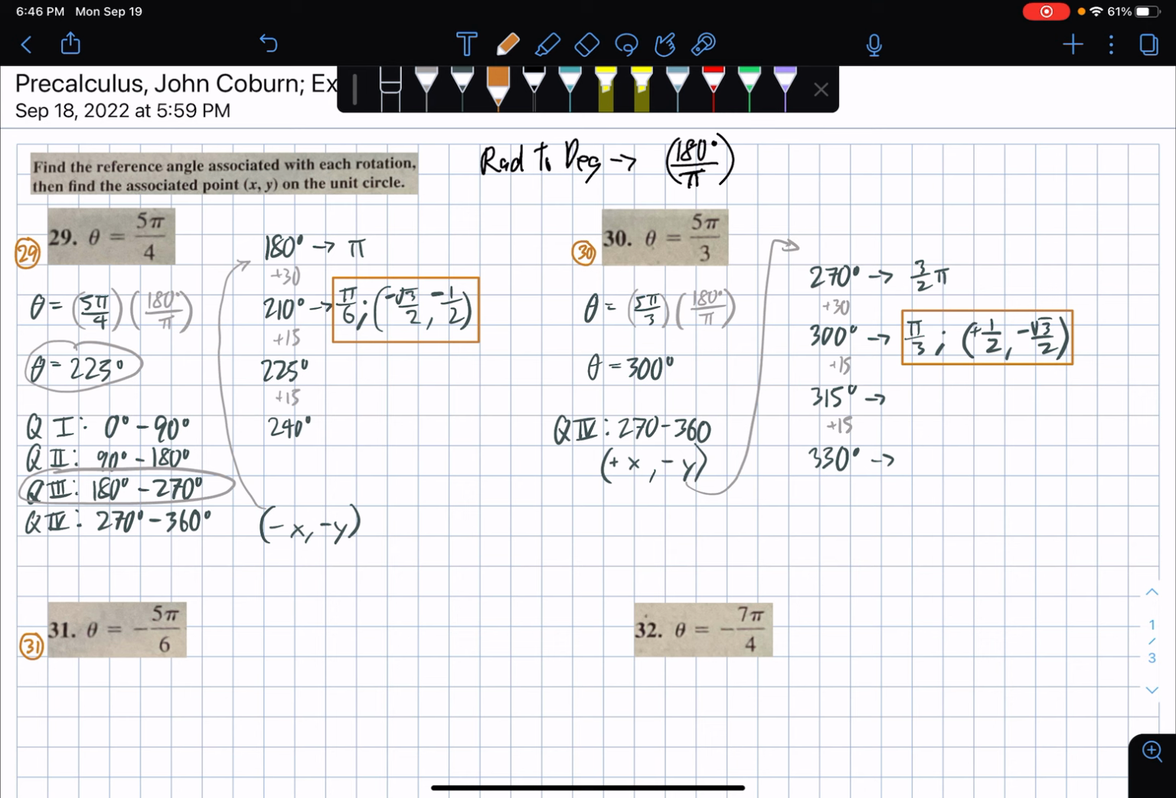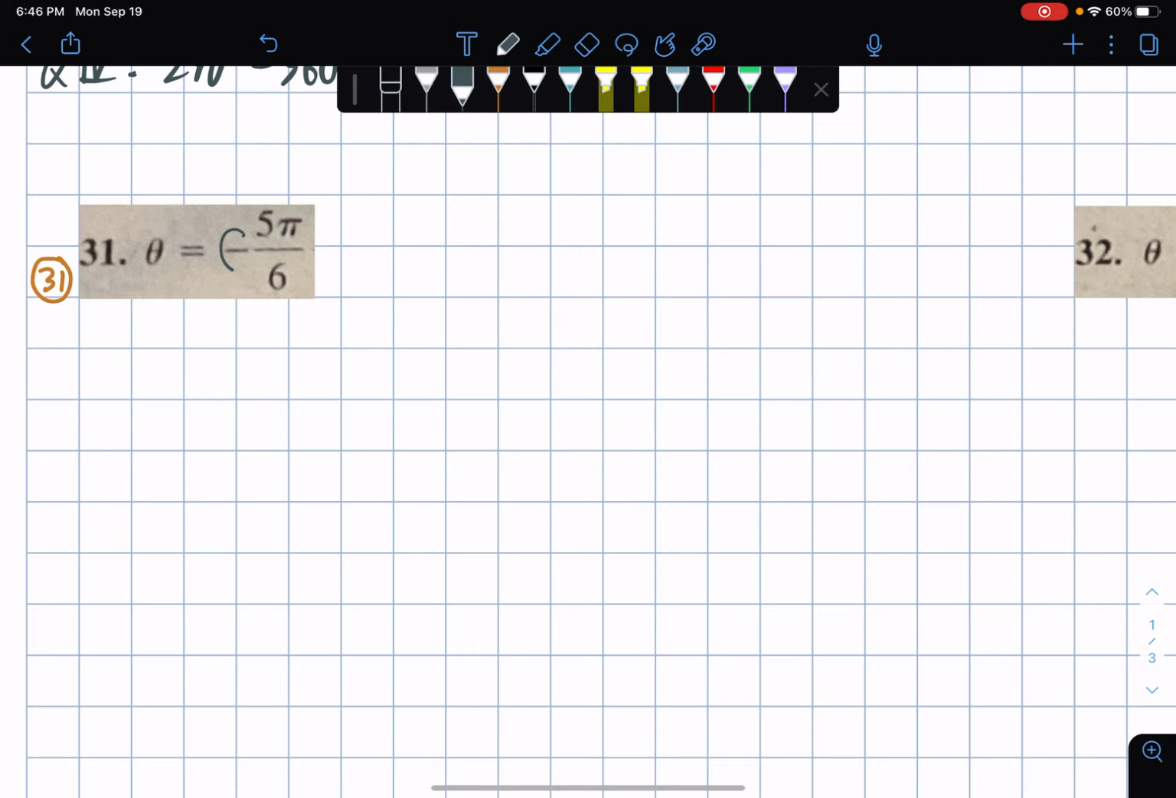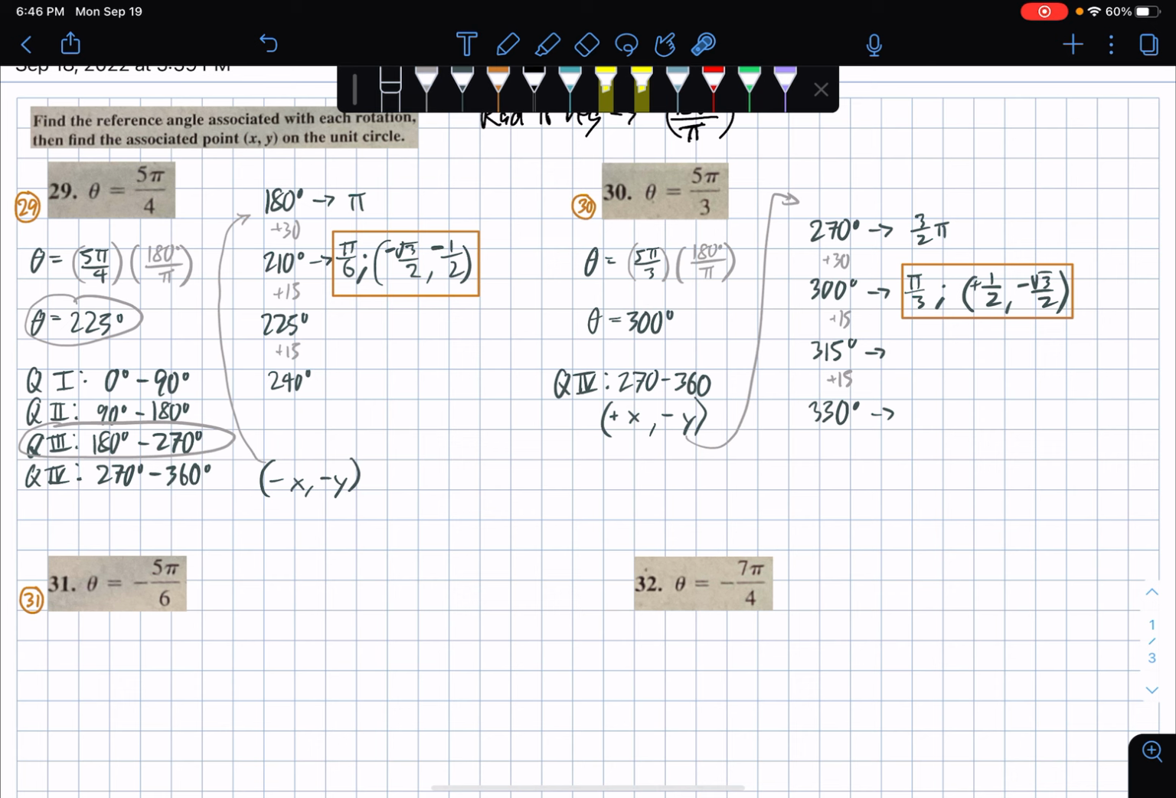All right, we finished that one. Let's proceed to 31. Now, as you can see here, what's the difference between problems 31 and 32? Anyways, these problems have a negative sign, while the problems that we solved earlier don't have any negative sign.